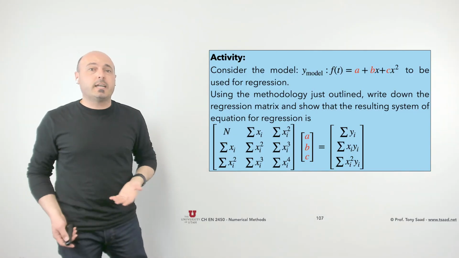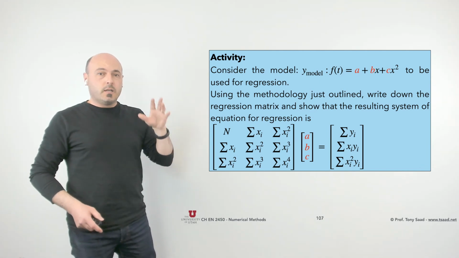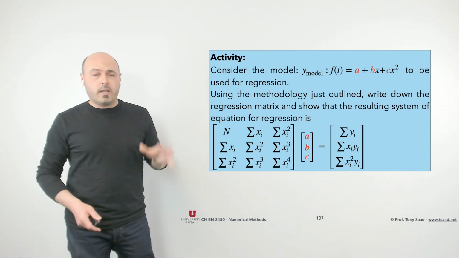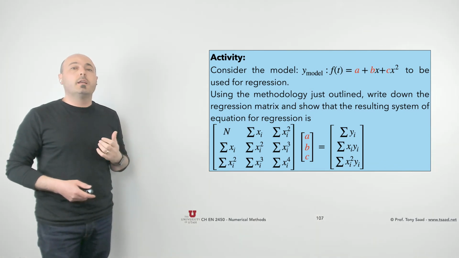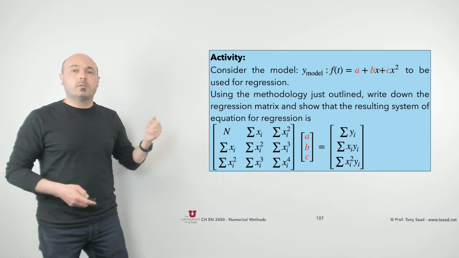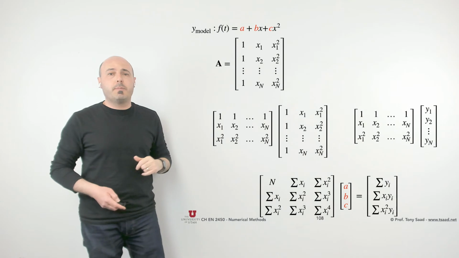All right, so now we're going to take it up a notch. We're going to look at a model that has 3 basis functions. You don't have to do this. We'll do it together right now on YouTube, but this would be an activity you want to try at home. Okay, so you have this model, A plus BX plus CX squared. You got 3 basis functions.